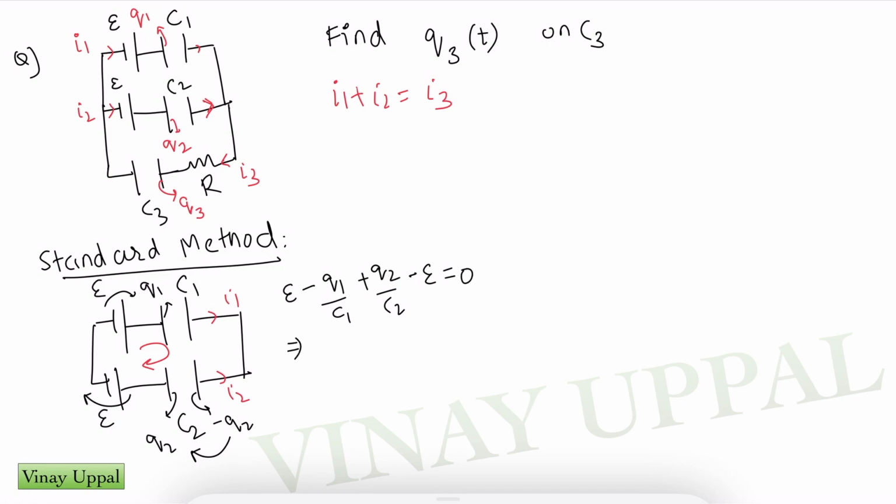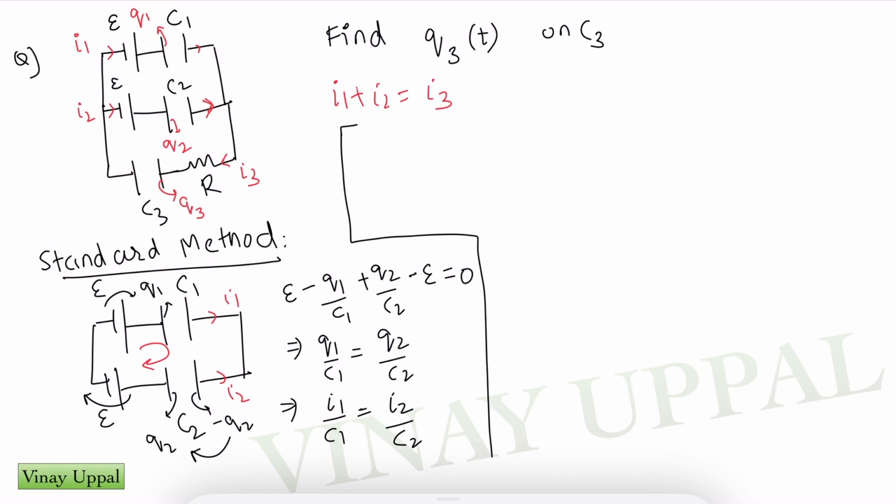So I get one equation as Q1 by C1 is equal to Q2 by C2. If I differentiate this, current I1 is dQ1 by dt, so I can also write I1 by C1 is equal to I2 by C2. I've just differentiated the charge relation on both sides. Alright, so I have this equation.